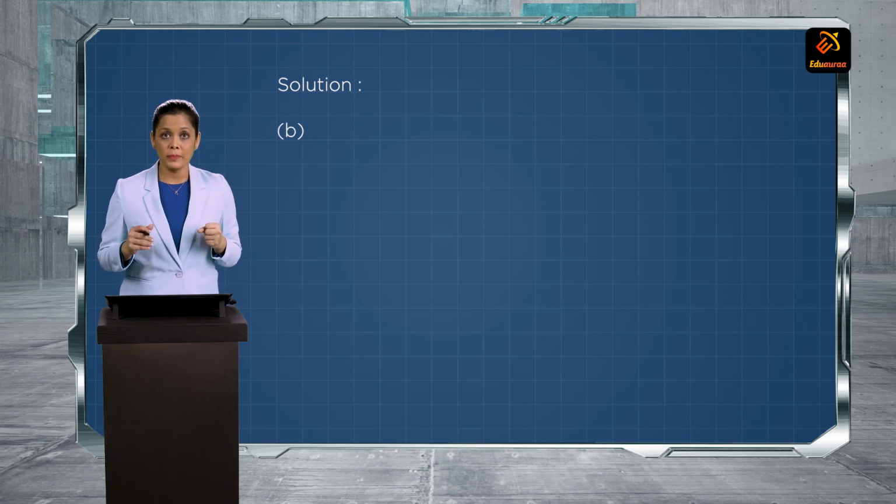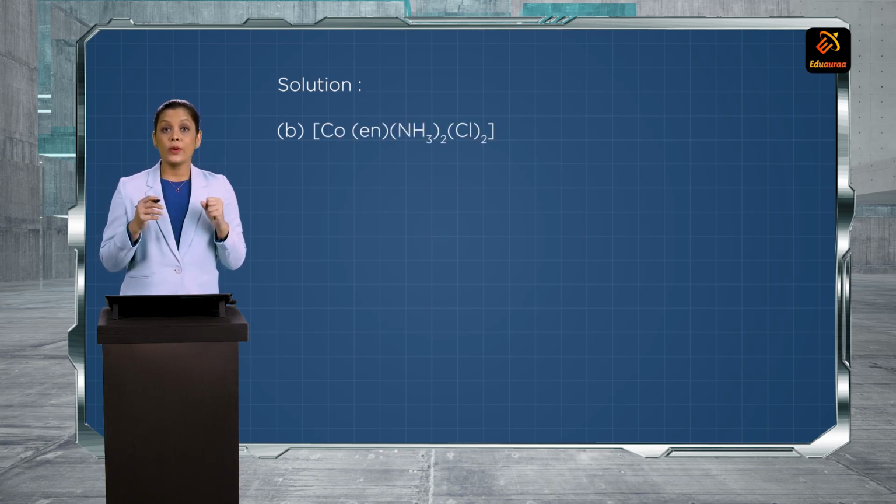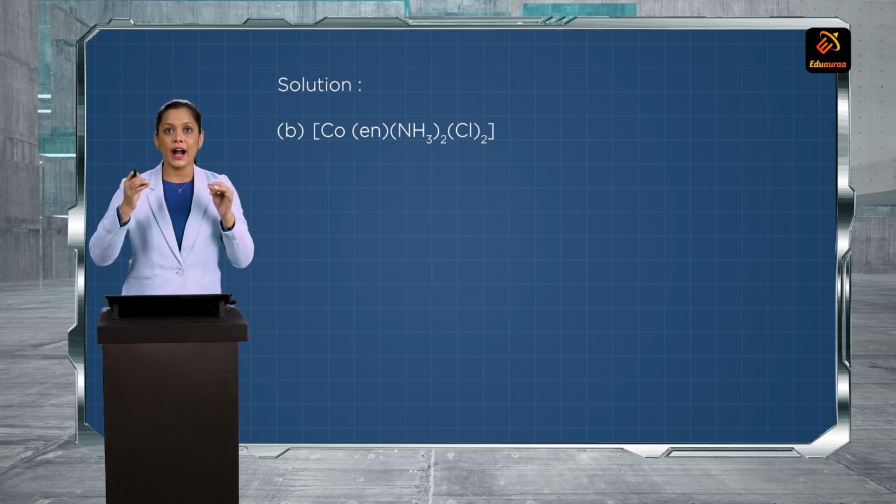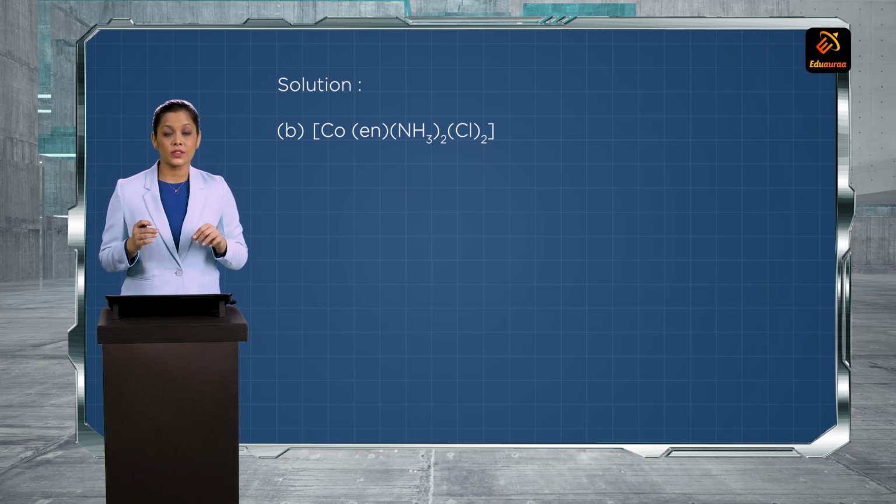Students, now let's look at option B, which has a complex of cobalt with the ligands En. En is ethylene diamine, and students, it is a bidentate ligand. The next ligand is ammonia, that is 2 ammonias, and here 2 chloride ions. Cobalt having this complex shows octahedral geometry.